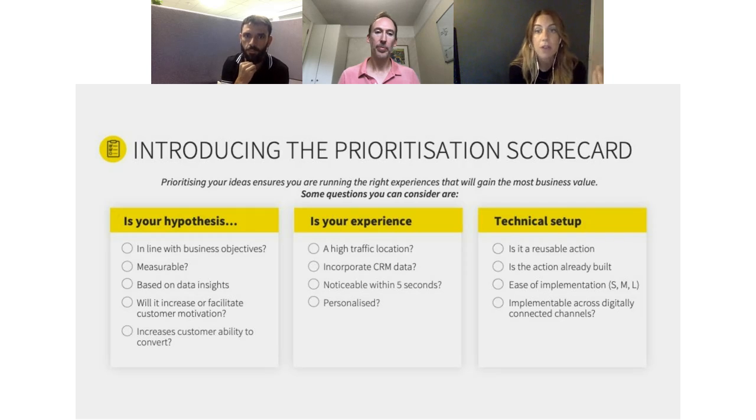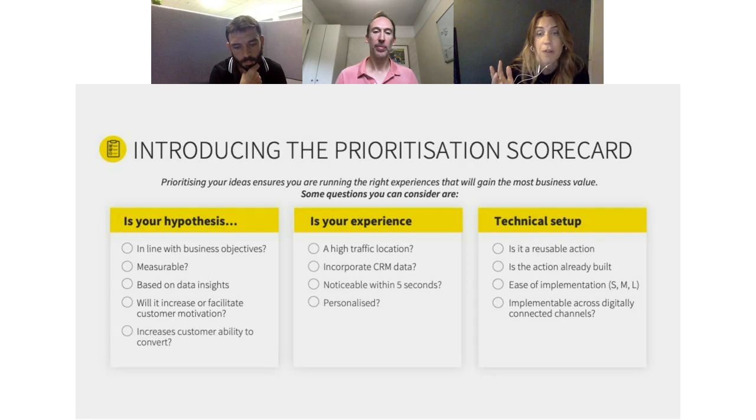So is it measurable? Are you using data insights for this, or is it just an idea that you've plucked out of the air? Then we're thinking about whether it is increasing your customers' motivation to buy or to do whatever it is that you're trying to get them to do. And when we're thinking about the experience, is it a high traffic location? Another really common thing we see is that people spend weeks building experiences, and then it's at the bottom of a blog page that no one sees and nothing happens, and that can be really demoralizing.